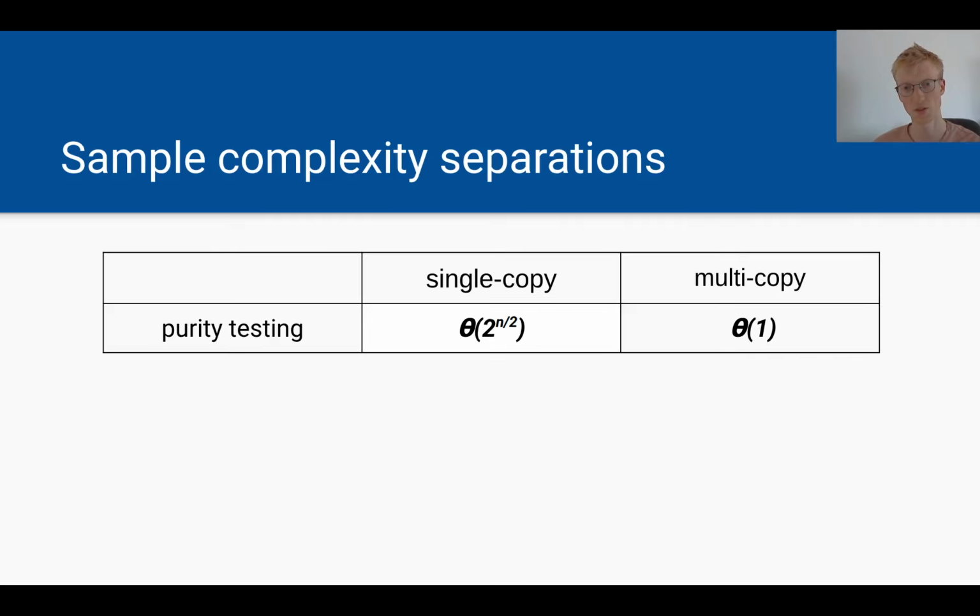Then it's been shown before that single copy algorithms require an exponential amount of copies for this task, whereas a simple swap test that can be done by a two copy algorithm, so a multi-copy algorithm, can achieve purity testing with constant sample complexity.